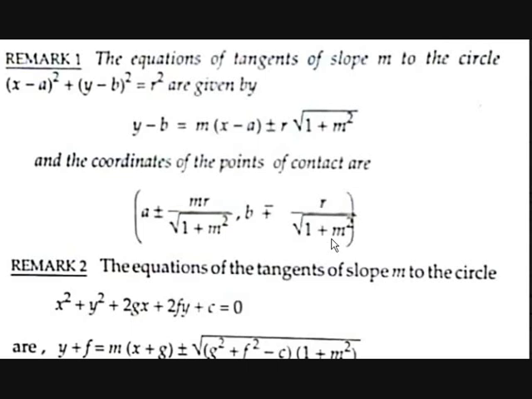For that circle, the equation of the tangent is y plus f is equal to m into x plus g plus or minus square root of g square plus f square minus c into 1 plus m square. Okay, this is somewhat confusing, right? There is another algorithm to find the equation of the tangent. We'll see that later. First, let's see the point form.